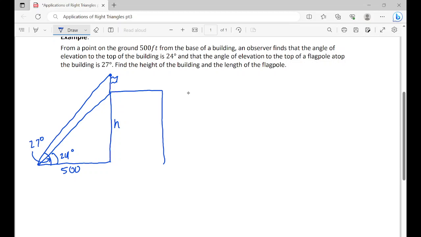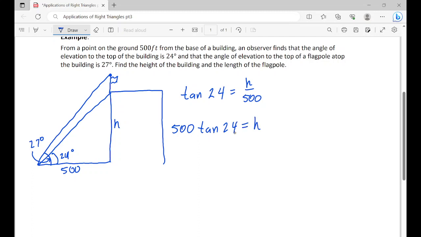I'm going to say tangent of 24 is equal to h over 500. And that is the 24 degrees here to the top of the building. And then I can just solve for h to find the height of the building. So multiply the 500 over. I'm going to get 500 tangent of 24 equals h.